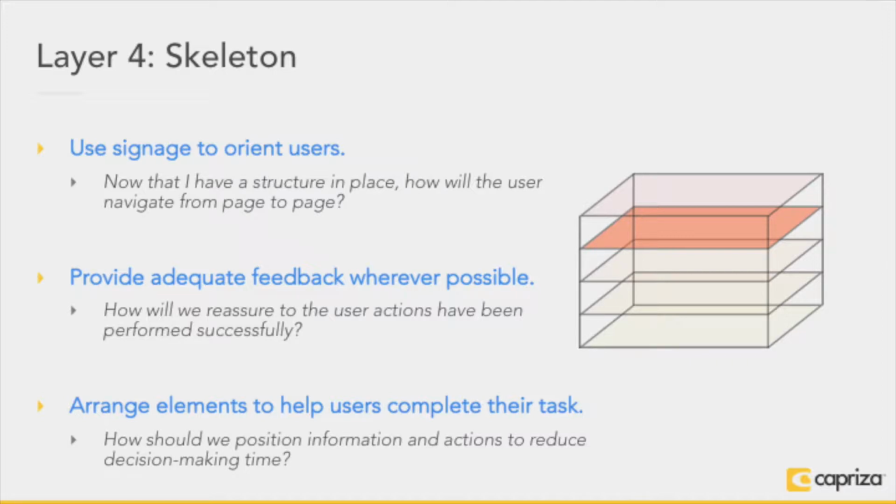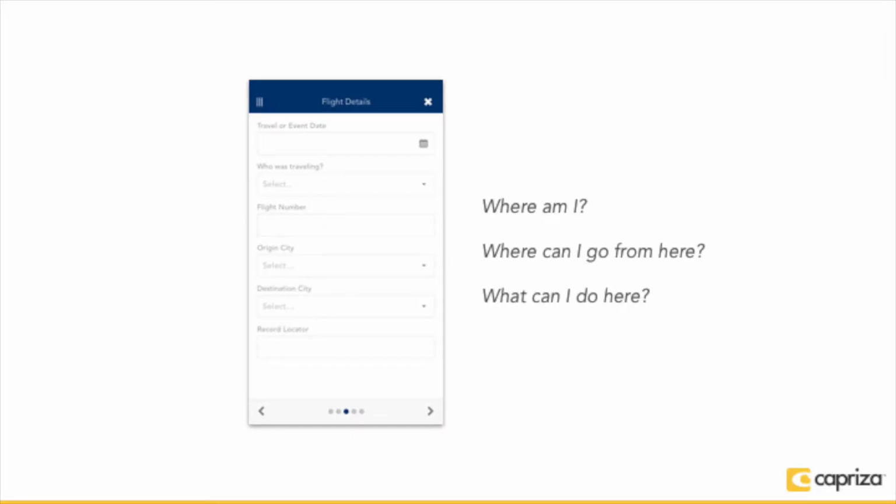Lastly, arrange elements to help users complete their task. How should we position information and actions to reduce decision-making time? Given that this is a mobile application, assume that the user is in a hurry. How can we facilitate scanning and reduce the cognitive load? We'll cover the many interface elements designers can use to enable their users. Let's dive in. Let's begin by discussing signage.